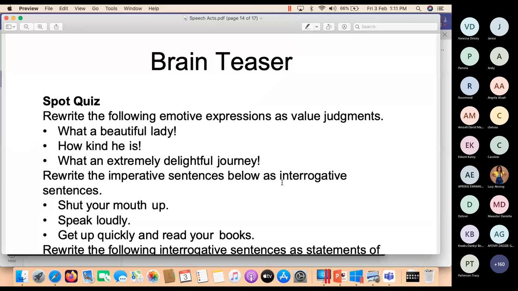Rewrite the following emotive expressions as value judgments. So these are emotive expressions. Convert them to value judgments. One, what a beautiful lady. What a beautiful lady is an emotive expression. Convert it to a value judgment. Anyone?